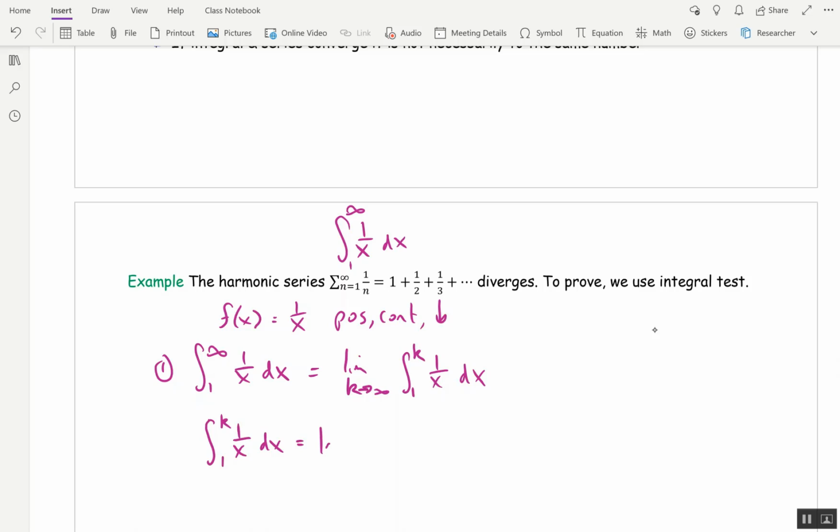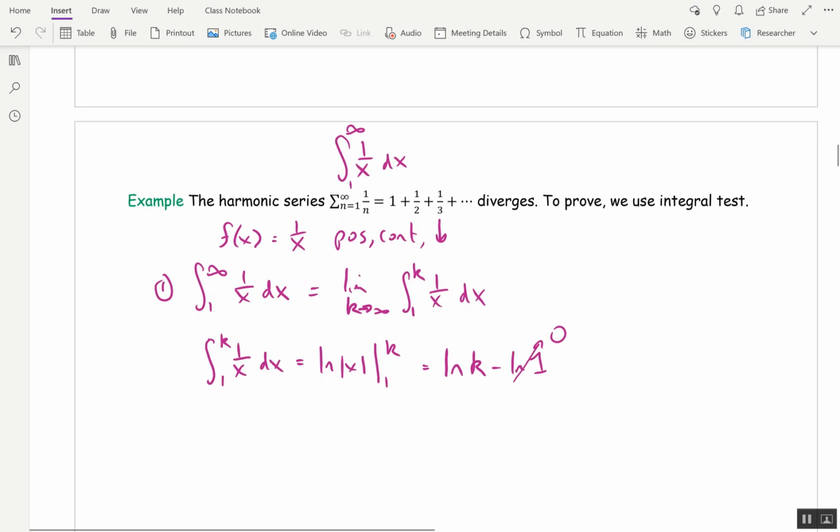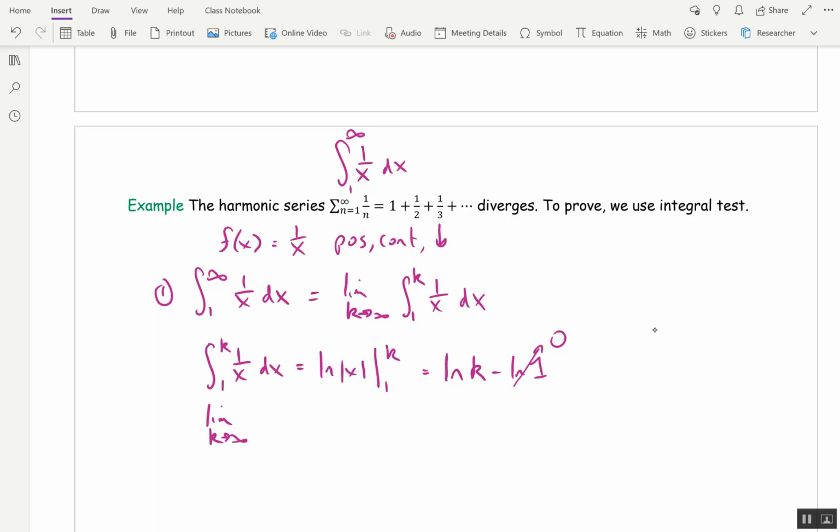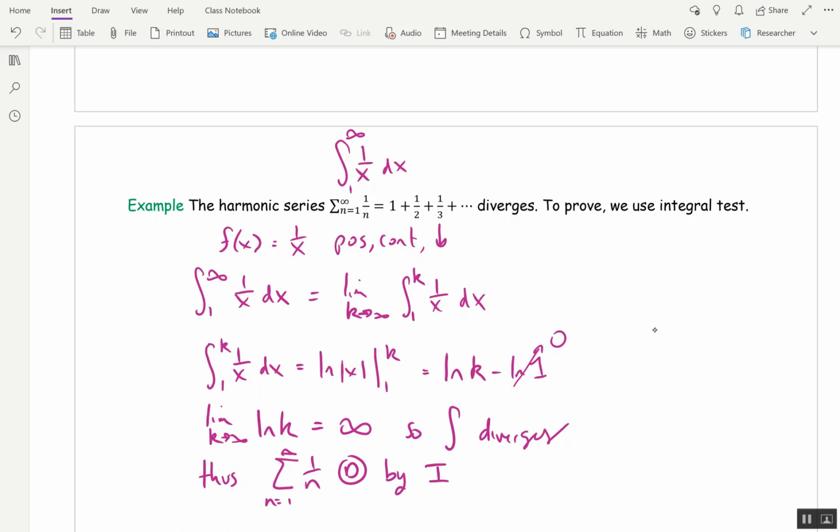So this is ln of the absolute value of x between 1 and k, which is ln of the absolute value of k, but k is positive because we're going from 1 to infinity, minus ln of 1, which is 0. So now we have to take the limit as k goes to infinity of ln k, and that is infinity. So the integral diverges. Thus, the sum of 1 over n, n equals 1 to infinity, diverges by the integral test. I'll use IT for integral test. The integral diverged, so the series diverges.